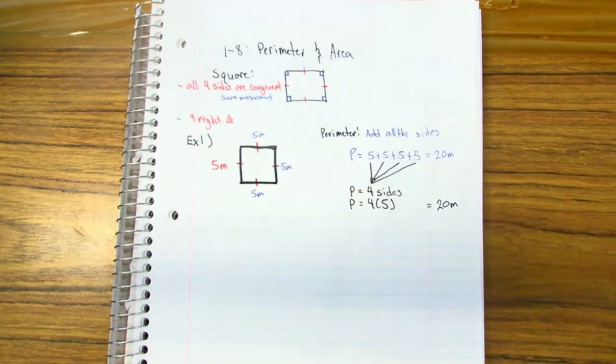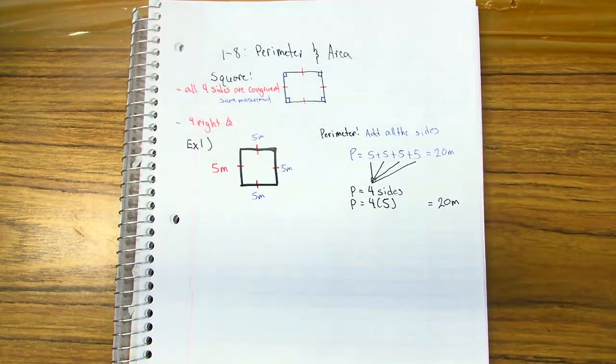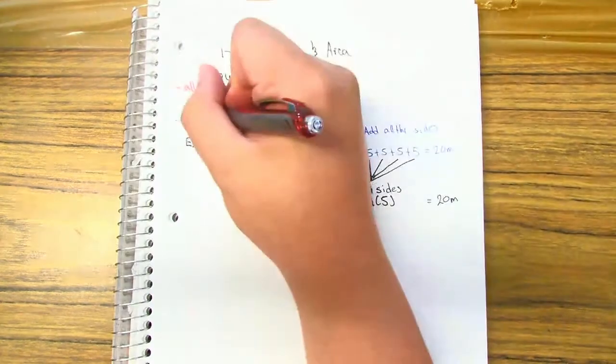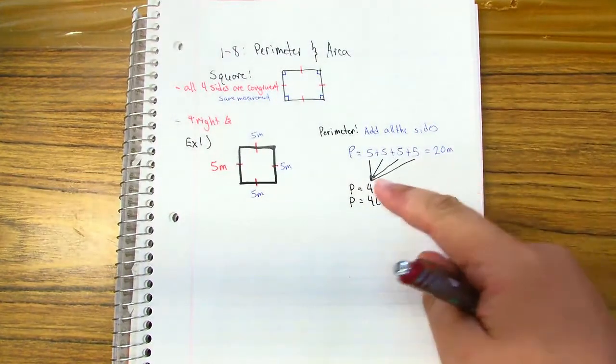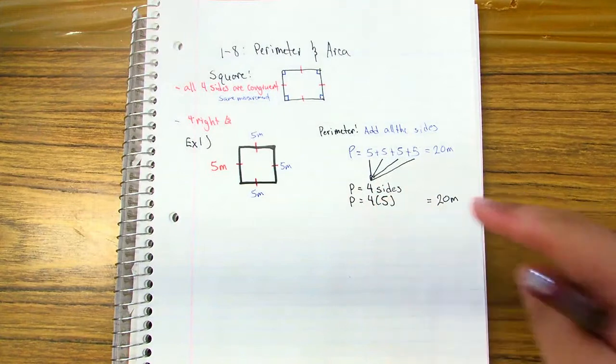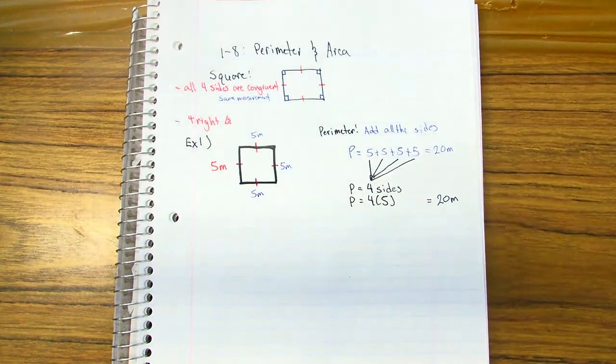Okay. Well, that makes sense. I try to give you a different perspective to answer the question. You can just add all the sides, or you can multiply the sides by 4, which is 4 times 5, which equals 20. Okay.